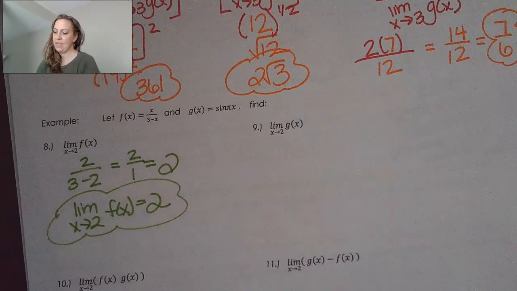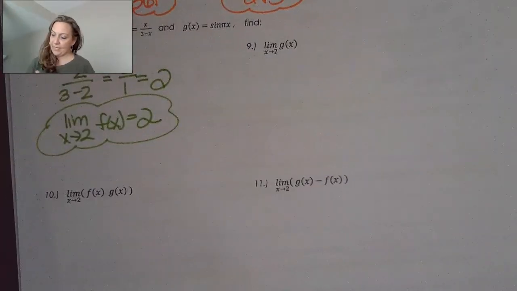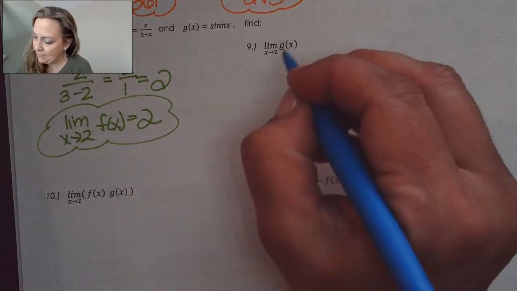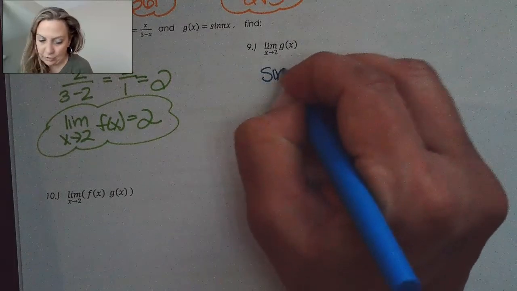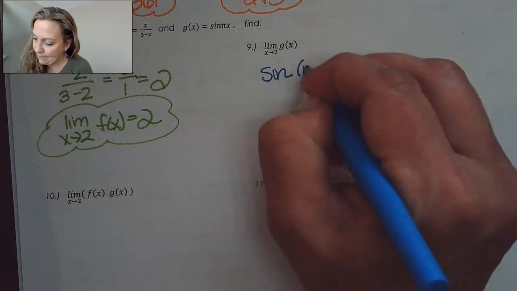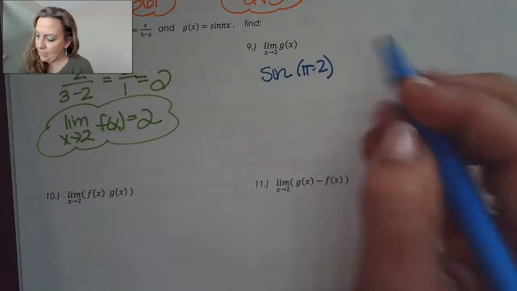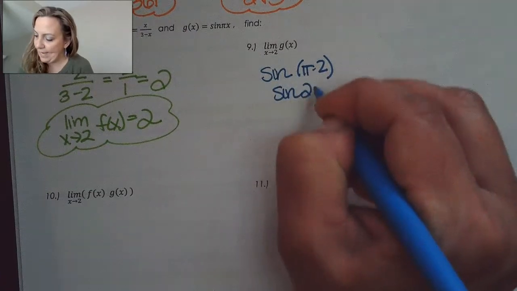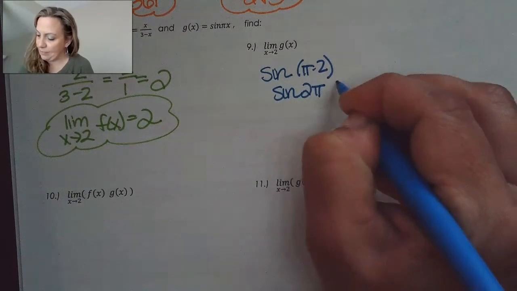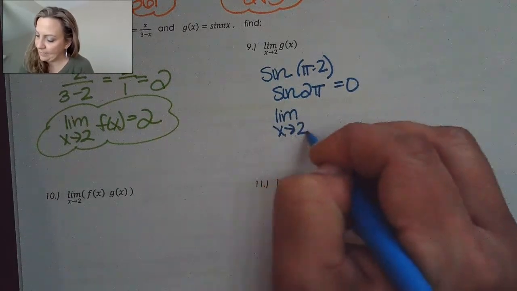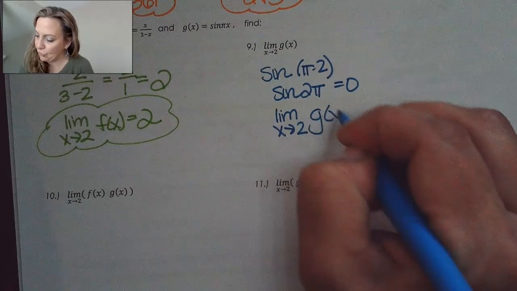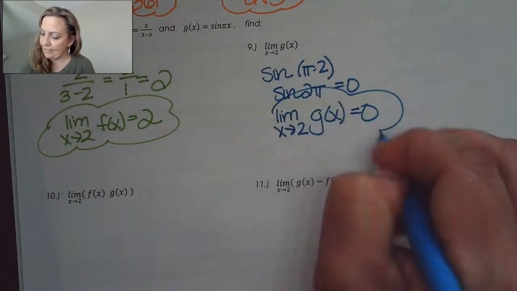Great. Okay. Now in number 9, we have the limit as x goes to 2 of g of x. All right, well, let's just sub it in. So we're going to use direct substitution. So we're going to say the sine of pi times 2. So that's the sine of 2 pi, and that's just going to be 0. So by direct substitution, the limit as x approaches 2 of g of x is 0.